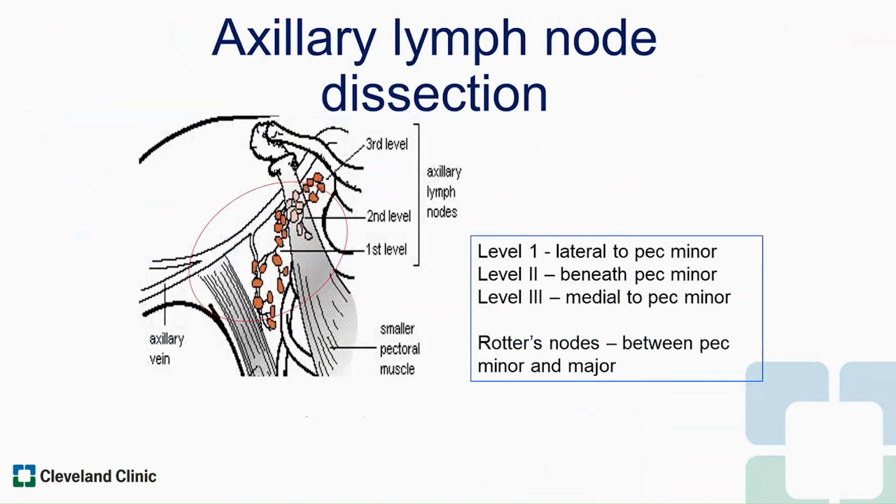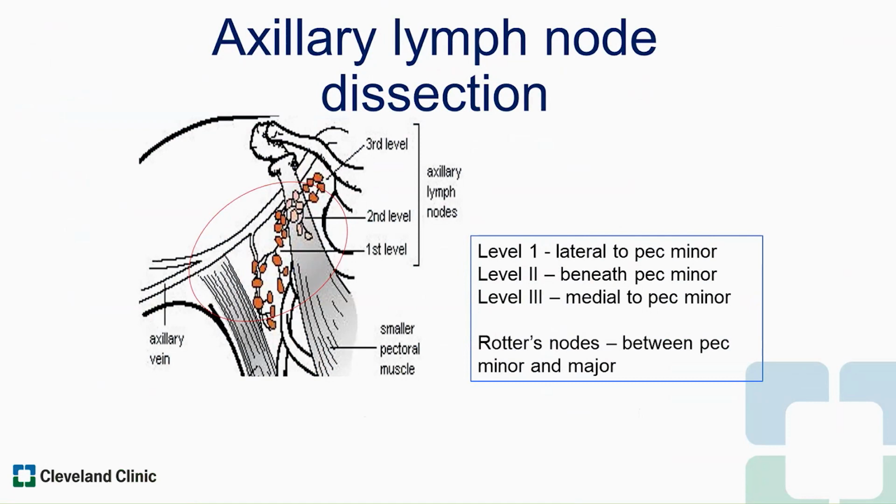So what is an axillary lymph node dissection? An axillary lymph node dissection is indicated for anybody who goes to surgery that has lymph node positive disease. So this is what you're going to do. A lymph node dissection for breast cancer consists of a level 1 and level 2 dissection.